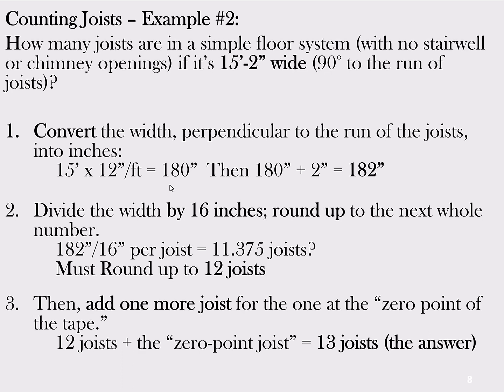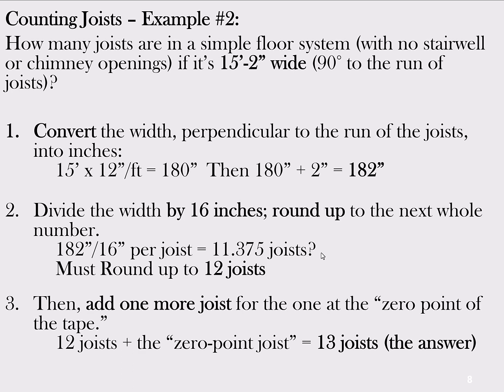Take the 15 feet times 12, and you've got 180 inches. And then over here, you take 180 inches plus the 2 inches to add it. Now you've got 182 inches. So that's our overall distance across the room, perpendicular to the direction of the joists. So in step 2, just like before, we divide by 16 inches. So we've got 182 inches divided by 16 inches per joist, and you get 11.375 joists. You have to round it up, so now we've got 12 joists.